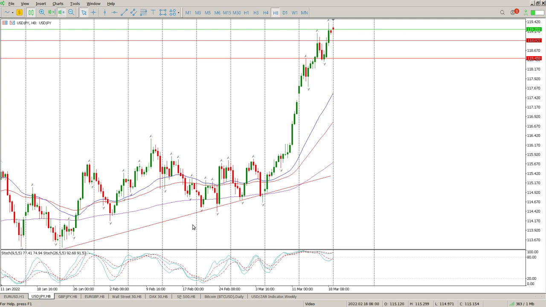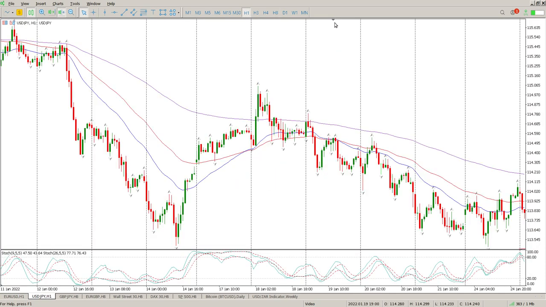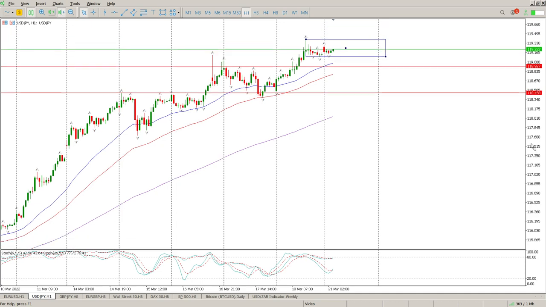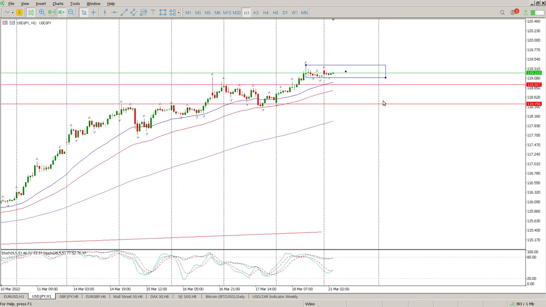US dollar, Japanese yen, looking a little bit tired. Measured move was hit in the week, and we're sort of just bouncing around at the moment. Typical for a Monday, I suppose. Nothing really going on. We are consolidating, which looks like a little bit of consolidation. Watch the oscillators on the hour. They've crossed over. So probably one well worth playing the London breakout strategy.